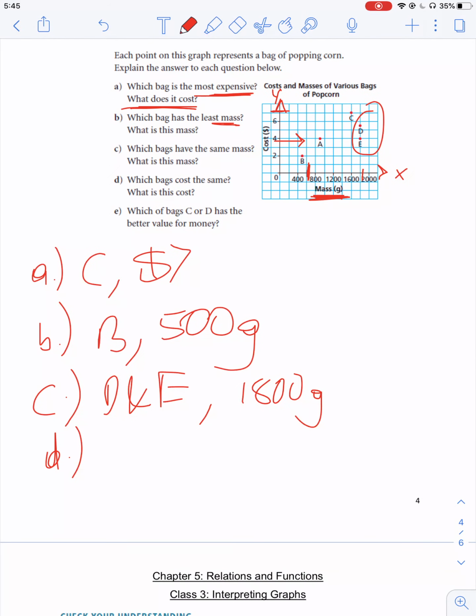And then question D, which bags have the same cost? Okay, good. So now let's distinguish this from these 2 points. See, same cost. Remember, cost is my y, right?